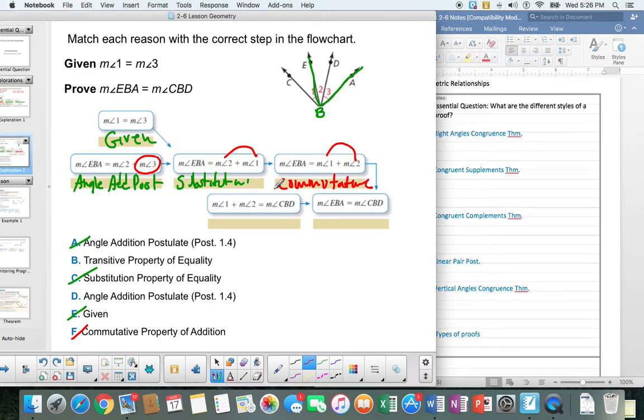All right, now it says angle 1 plus angle 2 is equal to CBD. Little plus little equals big. So that's our other angle addition postulate. So we've used that last one. And the connection here is this one and this one. So we can say these two are equal to each other by the transitive property of equality. And again, you can use substitution if you wish.